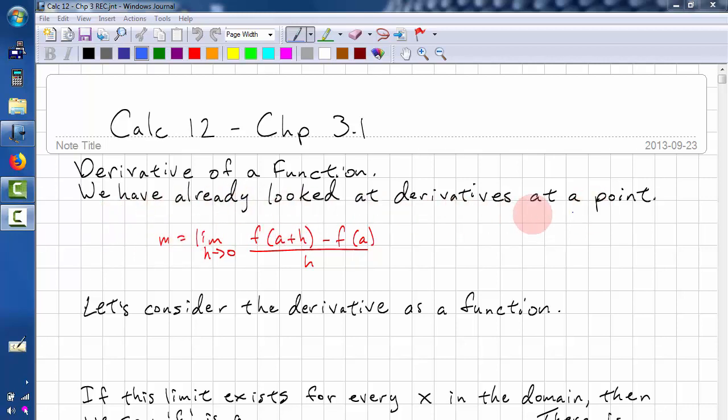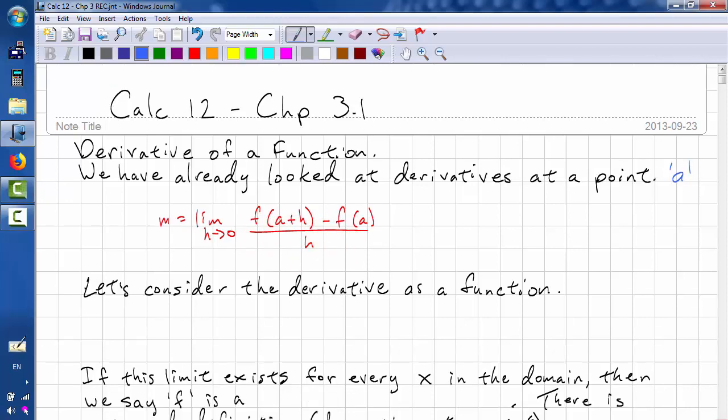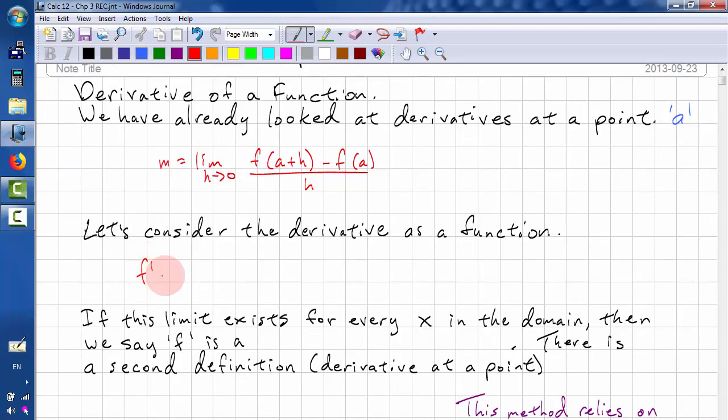Okay, so we've already looked at the derivative at a point a. So we have the slope equals limit as h approaches 0, f of a plus h minus f of a, all over h. And let's consider derivatives as a function. So we have f prime of x equals limit as h approaches 0, f of x plus h minus f of x over h.